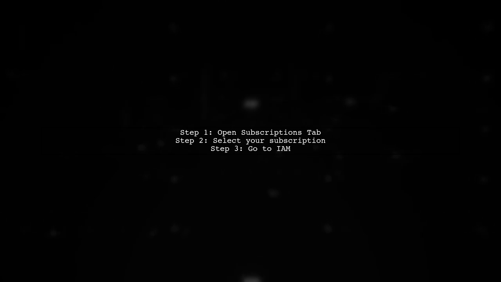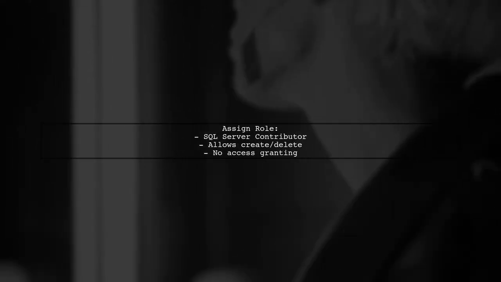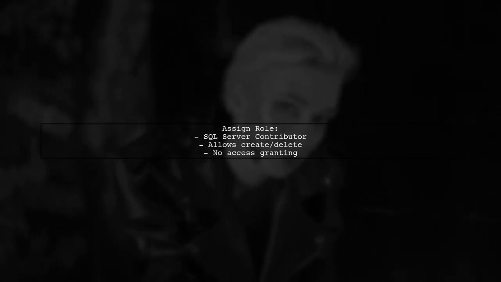To allow non-subscription admins to create resources in Azure, go to the Subscriptions tab in your portal. Select your subscription and navigate to IAM or Identity and Access Management. Choose the role you want to assign, like SQL Server Contributor. This role lets users create and delete resources, but doesn't allow them to grant access to others.